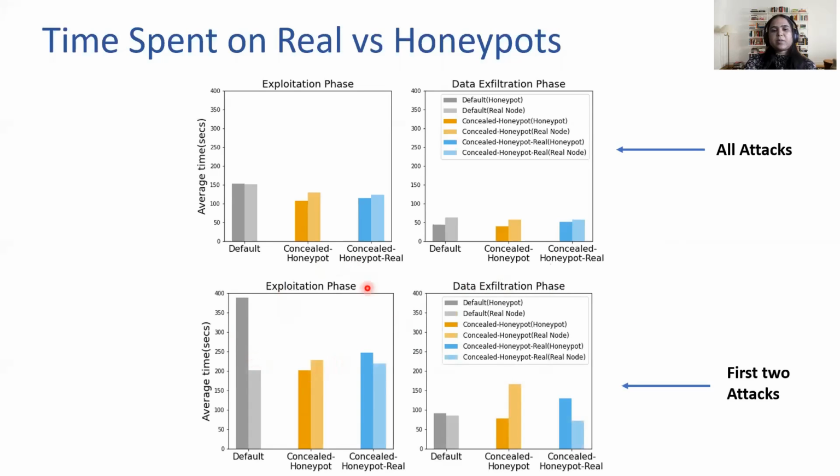And we observed in the exploitation phase, in the default condition, participants spent more time on honeypots compared to real nodes. However, that was not the case in the other two conditions. And then when we looked at the data exfiltration phase, we observed that participants spent more time on real nodes in the concealed honeypot condition and more time on real honeypot nodes in the concealed honeypot real condition. So in these two conditions, what we observed is that they are spending more time on real looking configuration rather than honeypot looking configuration.